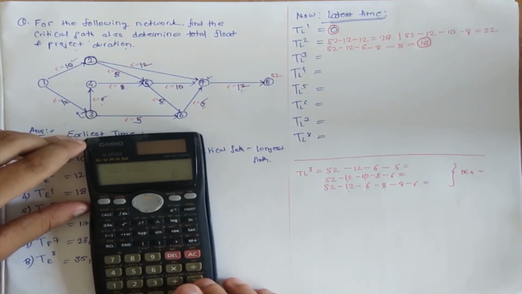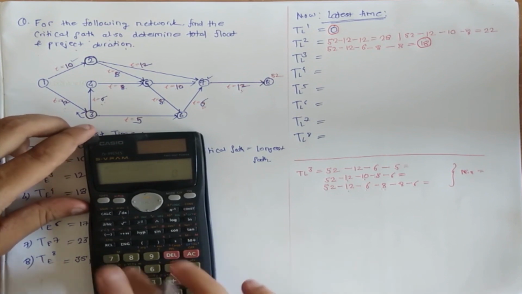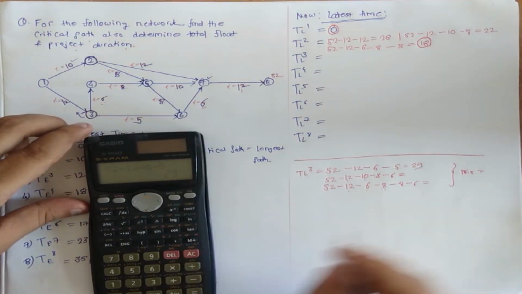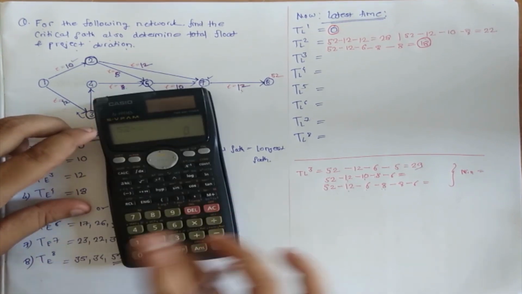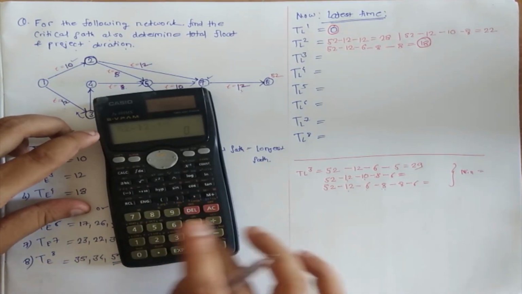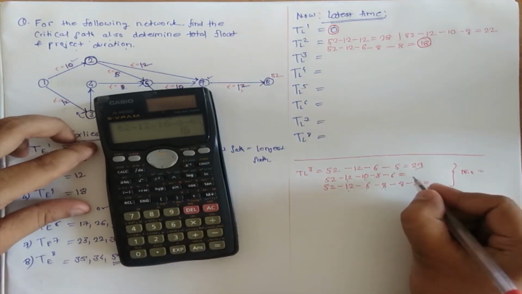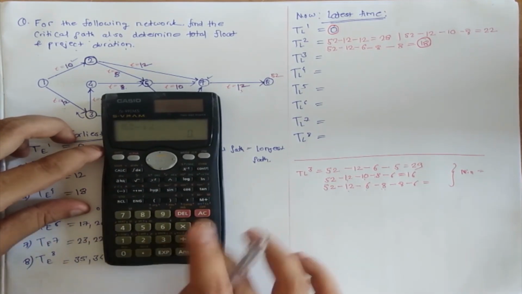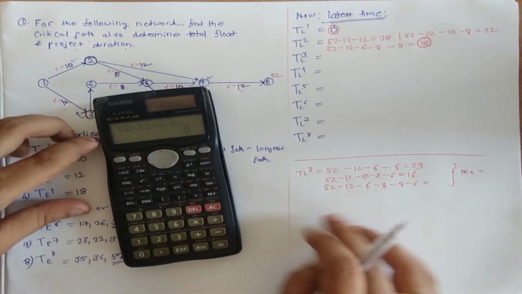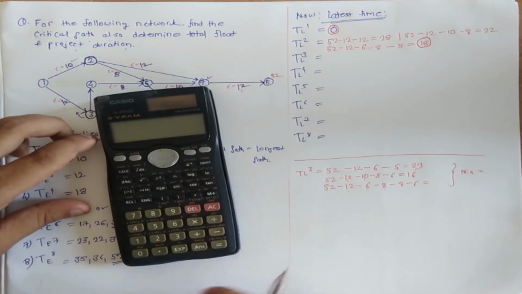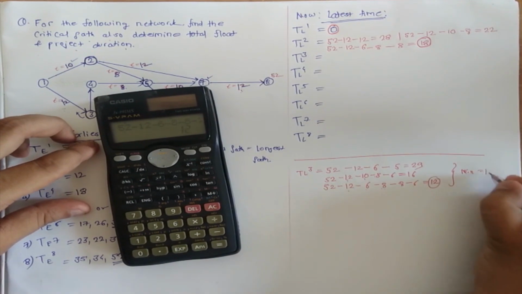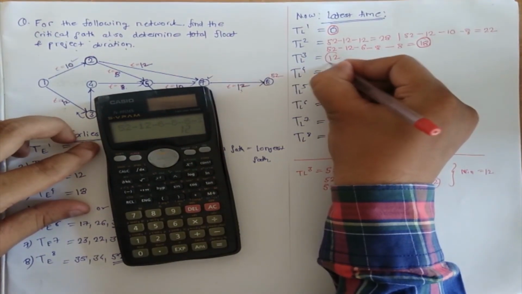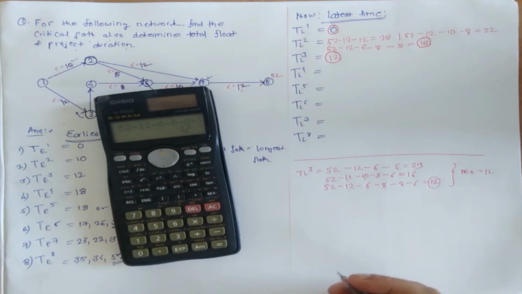52 minus 12 minus 6 minus 5 equals 29. Then 52 minus 12 minus 10 minus 8 minus 6, 16. Then 52 minus 12 minus 6 minus 8 minus 8 minus 6 is coming out to be 12. So the minimum will be 12, so we'll write 12. Clear?